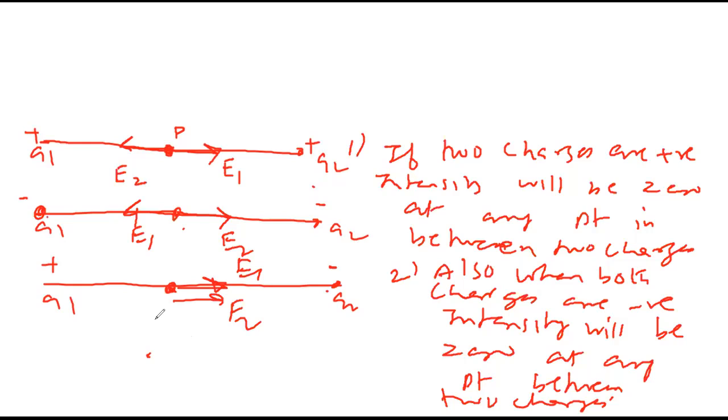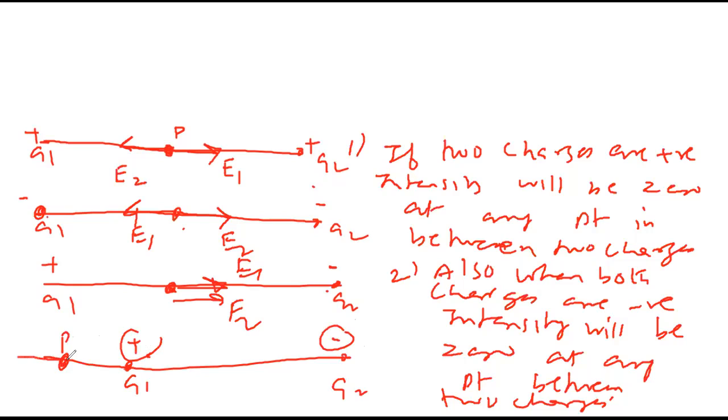So E1, E2, both are in the same direction, so the result cannot be zero anywhere in between. Let us check outside whether it can be zero. If this is Q1 positive and this is Q2 negative, and I consider point P here, then for a positive charge E will be directed outward, for a negative charge inward. Can it be zero here, outside?